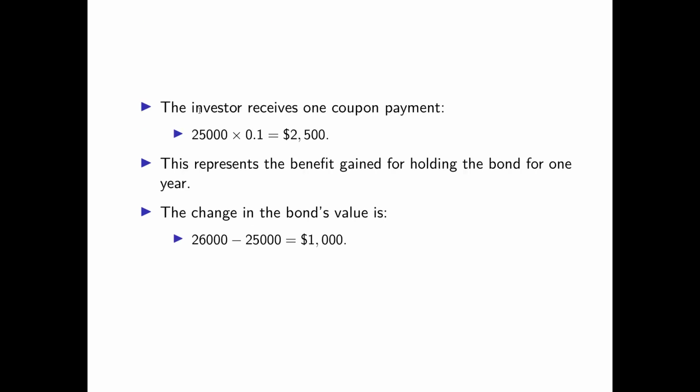So the investor receives one coupon payment. This is the benefit of holding that asset for 1 year. And the coupon payment is going to be $2,500. So this is received. Now let's see the change in the bond's value. The purchase price of the bond was $25,000, but he was able to sell that bond for $26,000. So we have an increase in the bond's value to the bondholder of $1,000.